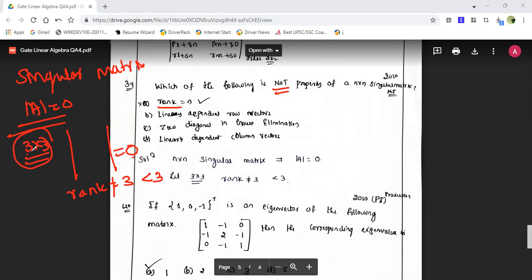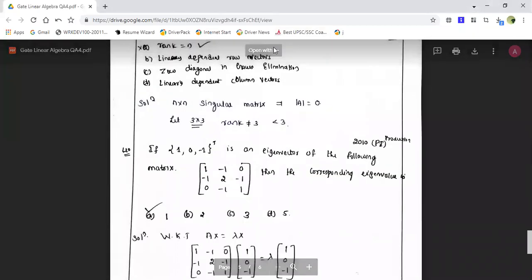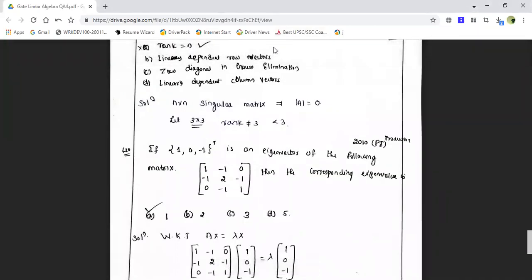I'm just talking about a 3 cross 3 matrix. Similarly, you take a 2 cross 2 matrix. If its determinant of A is equal to 0, then its rank cannot be equal to 2. So on and so forth. If you continue in general for an n cross n matrix, then its rank cannot be equal to n. So therefore, this is not the correct property with respect to a singular matrix. Therefore, this is the right answer. Okay, so like this guys, you should apply the properties and the basic knowledge of singular matrices.